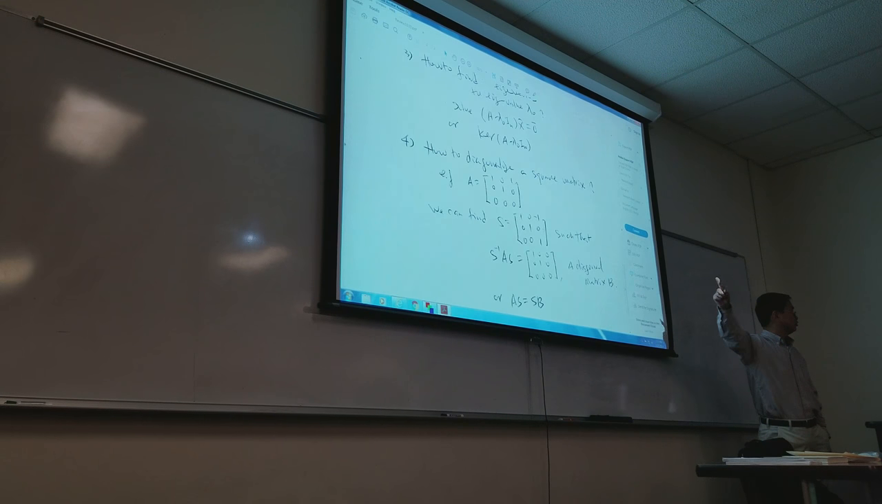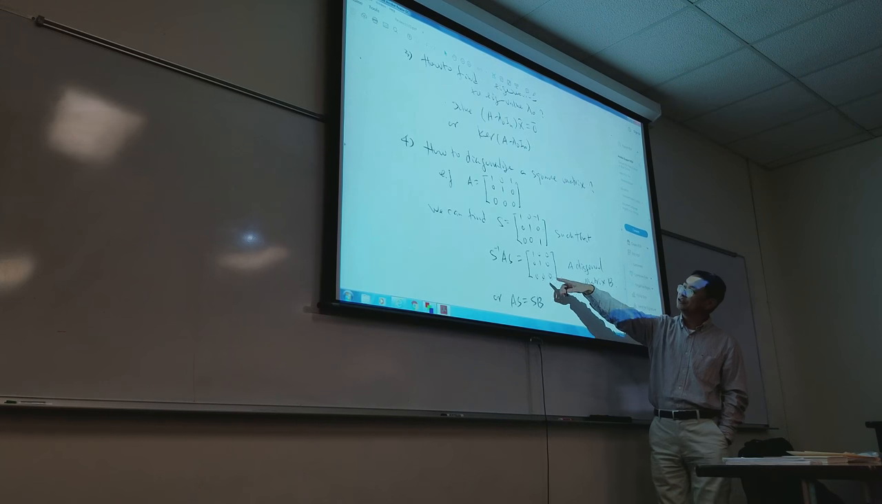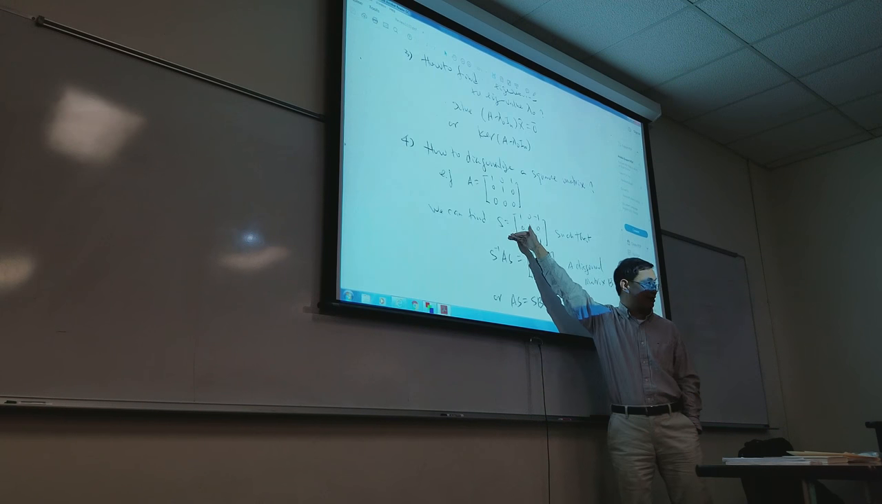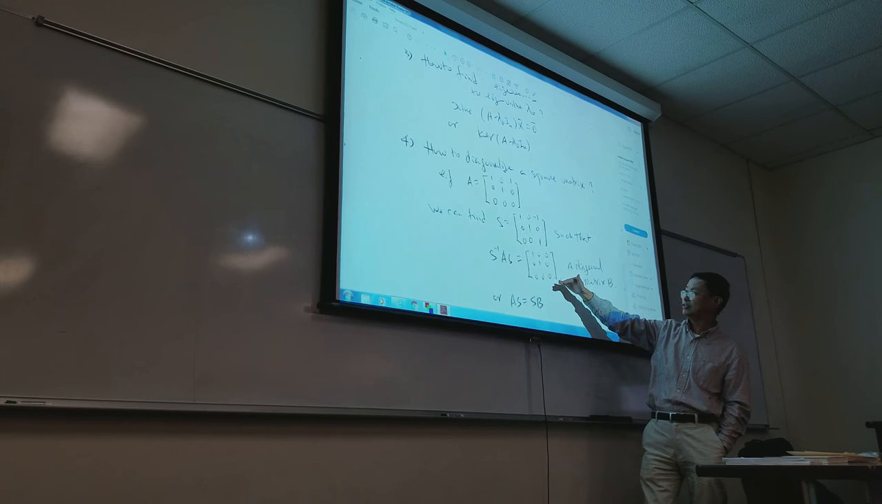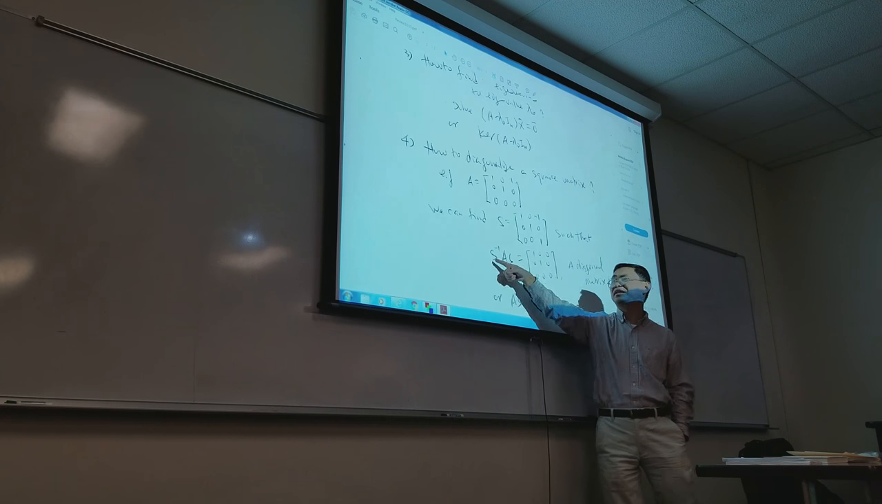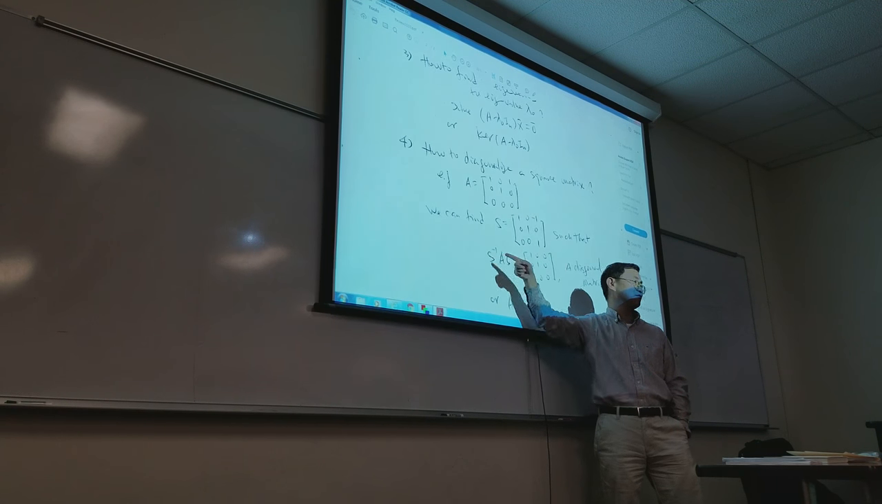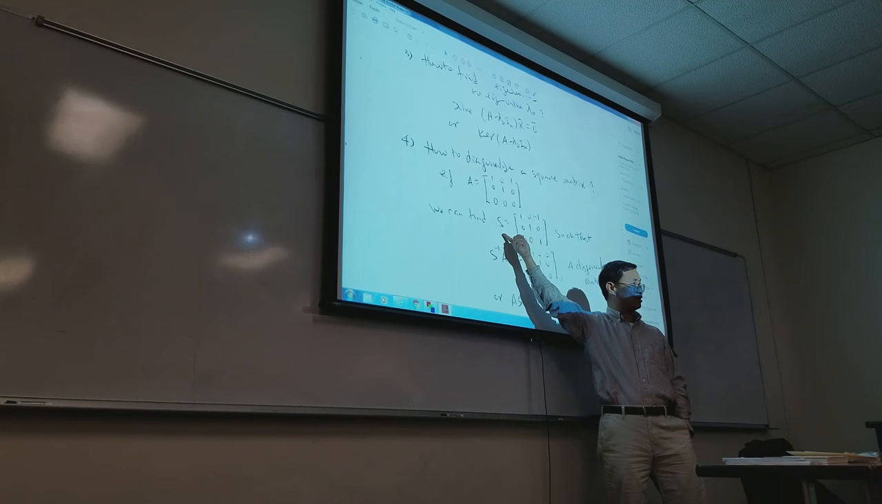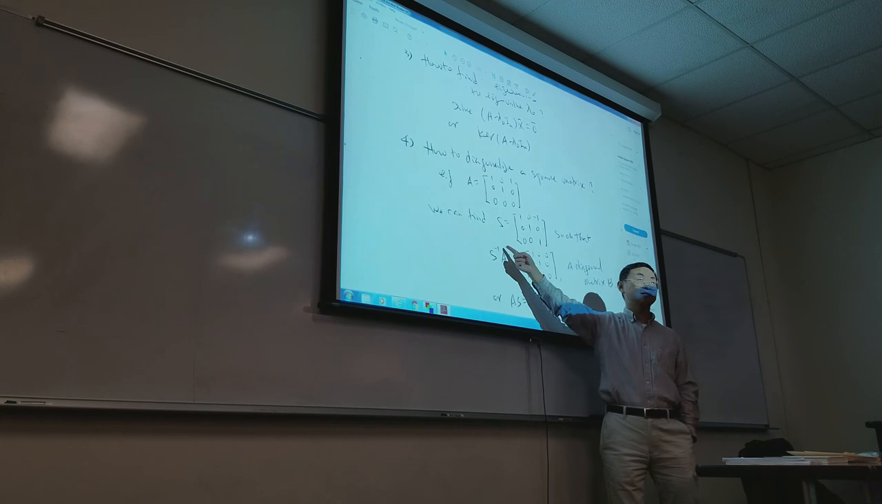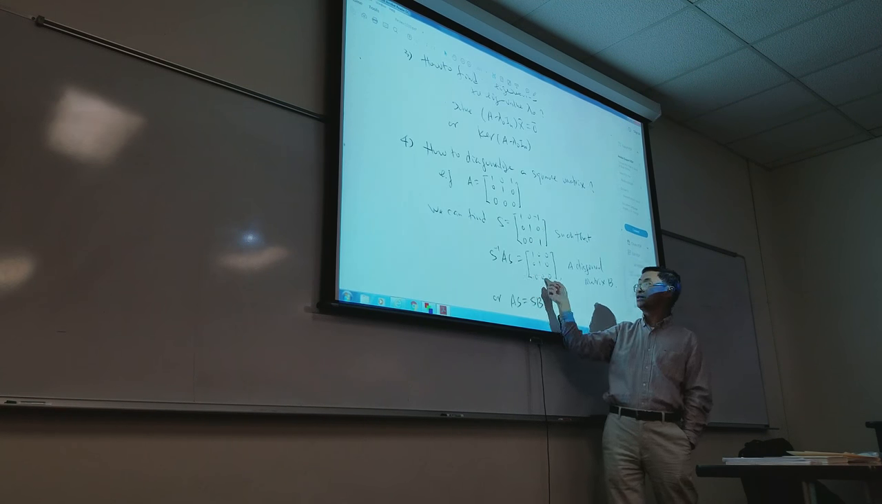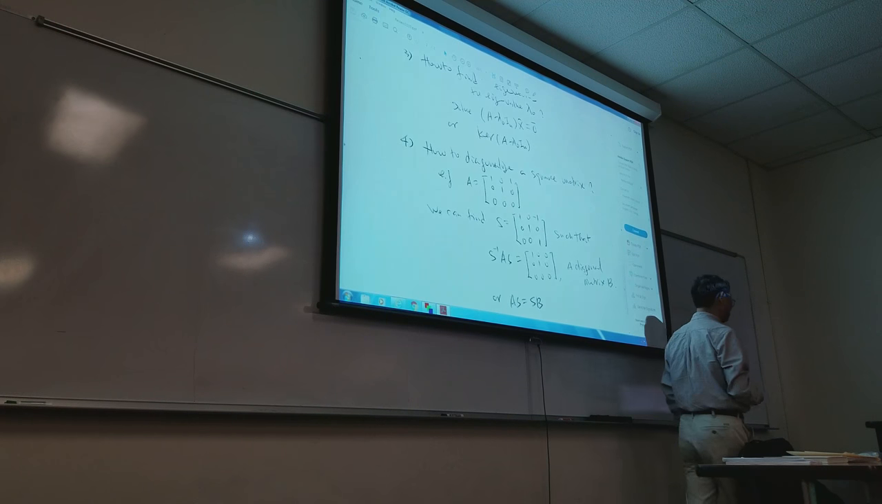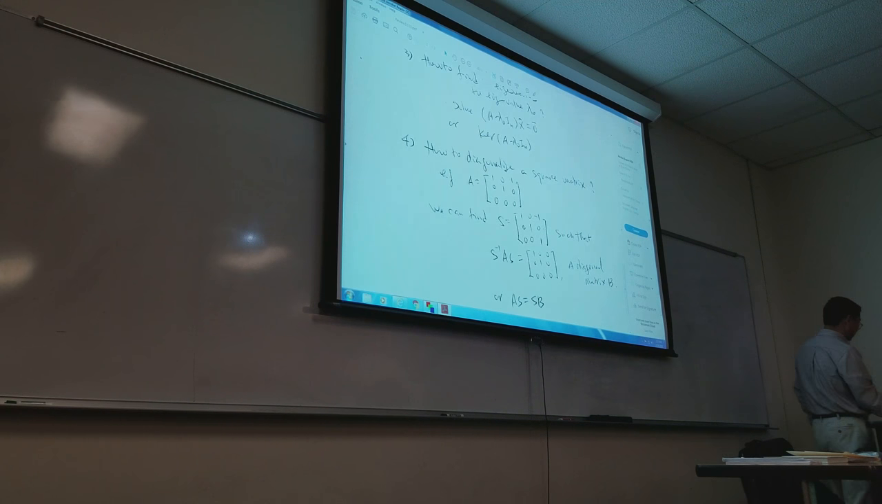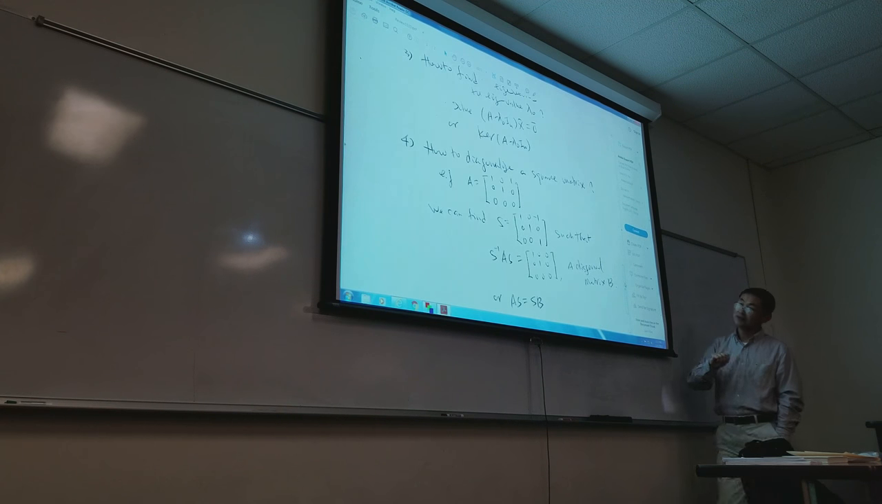So for this kind of problem, you need to find S, you need to find this D. You don't need to calculate the inverse. You just give me what S is and what D is, so that S and D satisfy this equation. This is called the diagonalization of the matrix A. This says A is similar to D, if you have this.